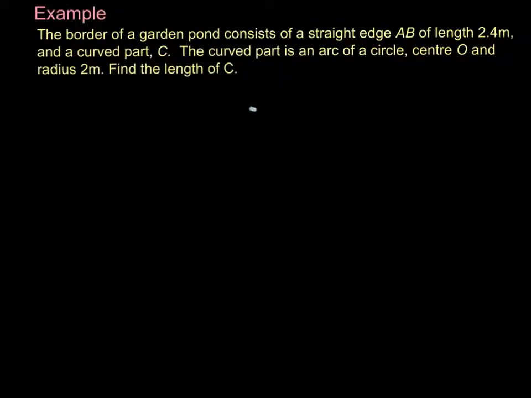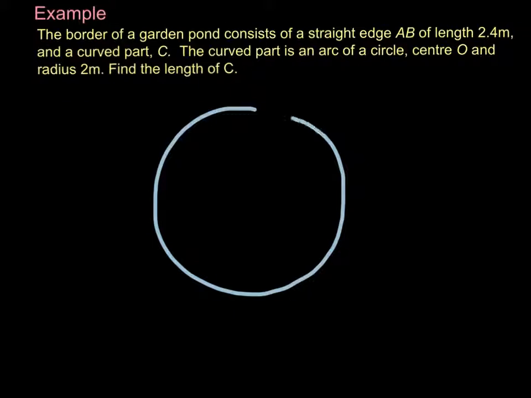This example looks like it's going to be a bit tougher because it's a real life problem. So we've got a garden pond that consists of a straight edge AB of length 2.4 metres and a curved part C. The curved part is an arc of a circle, centre O and radius 2 metres. Find the length of C.